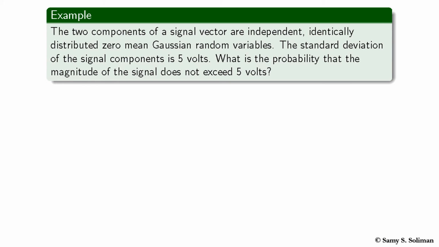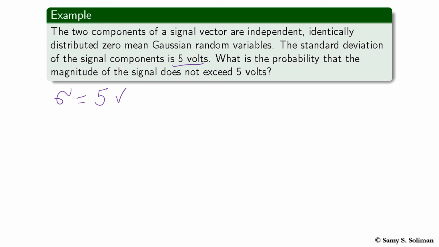Our last example for this part of the lecture is as follows. The two components of a signal vector are independent, identically distributed, zero mean Gaussian random variables. Actually, the two components of a signal vector are the same as x and y of any point in space. The standard deviation of the signal components is 5 volts. So that is sigma in the previous example is 5 volts.